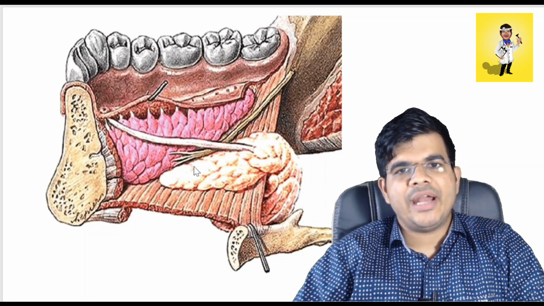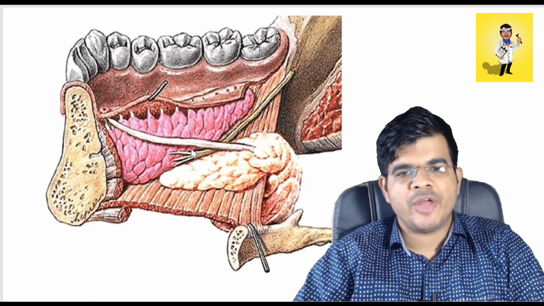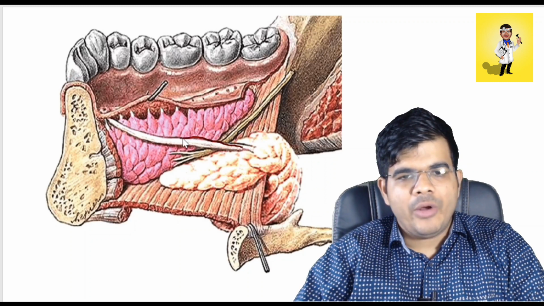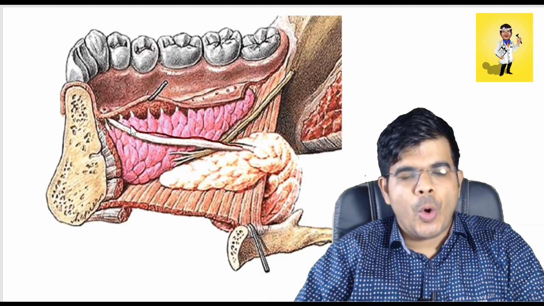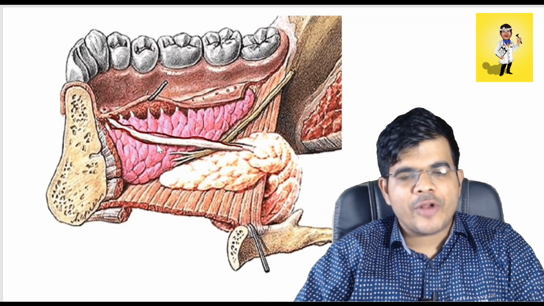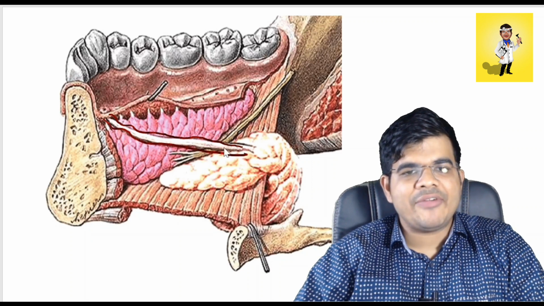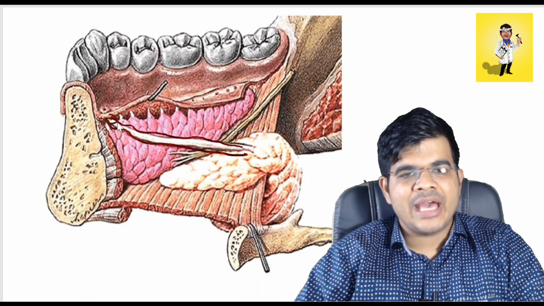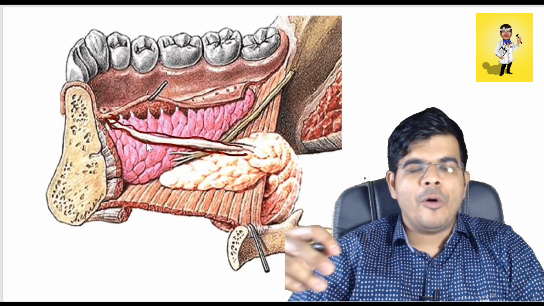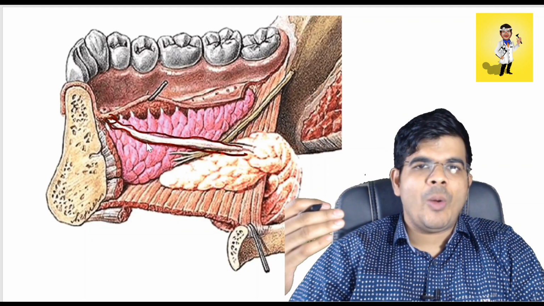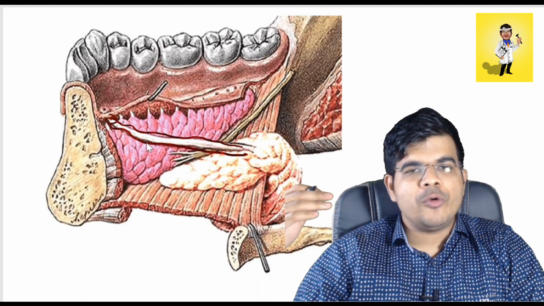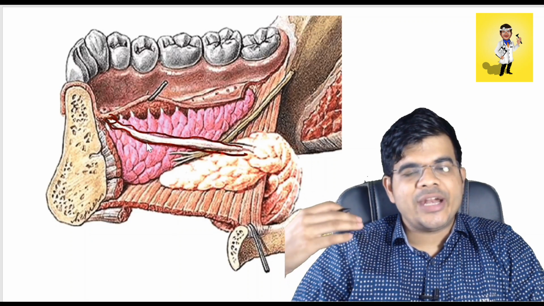The submandibular duct arises from the deep part of the submandibular gland, and it goes upwards and forwards to open into the floor of the mouth on either side of the frenulum linguae. Since it has an anti-gravity drainage, and since the secretions coming from the submandibular gland are more mucoid in nature, there is more chance for submandibular stone formation than parotid stone formation.